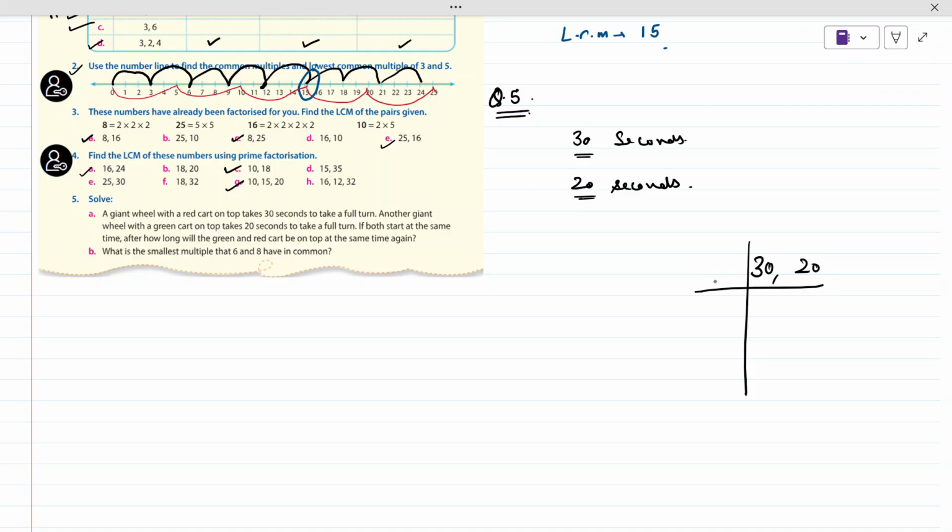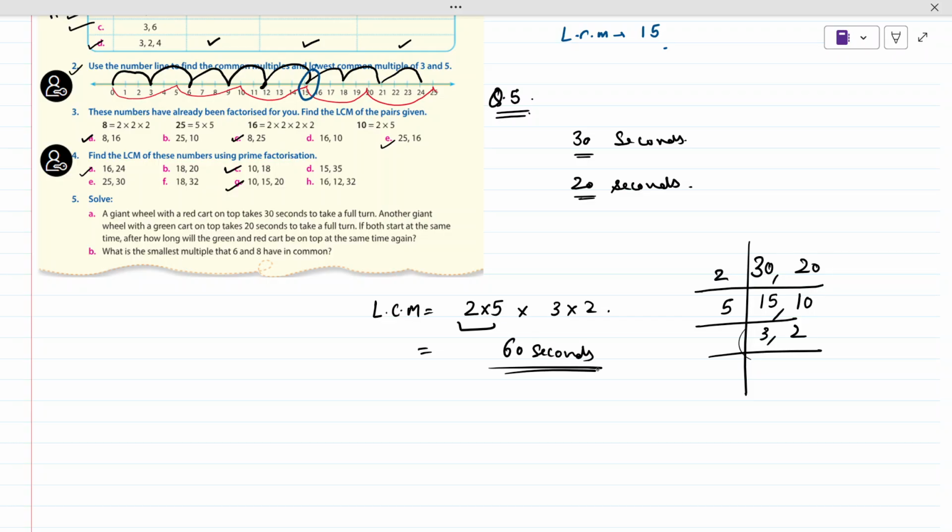Okay, so this is 2. With 2, we have 15 and 2 into 10. And then 5 into 3, 5 into 2. So these are the common factors, 2 and 5. We are writing the common factors now, and the remaining factors are 3 and 2. So this is 3 into 2 is 6, 6 into 10 is 60. So after 60 seconds, both the carts are going to meet again. Okay, because this is the least common multiple. I hope you have understood this.